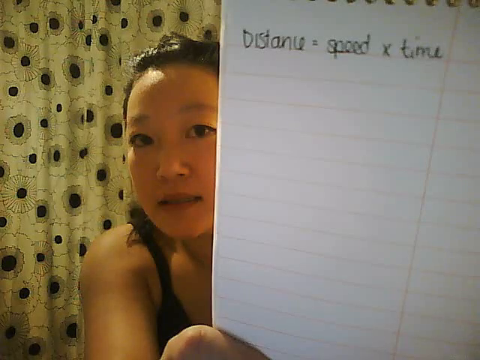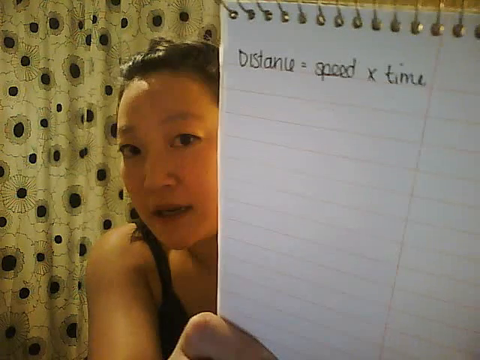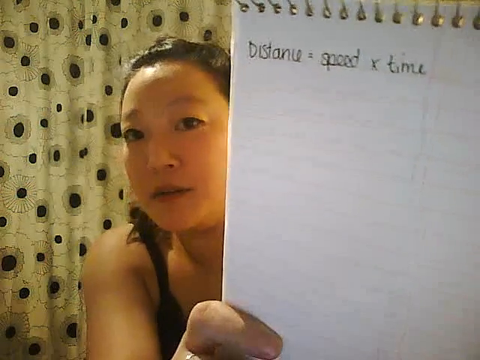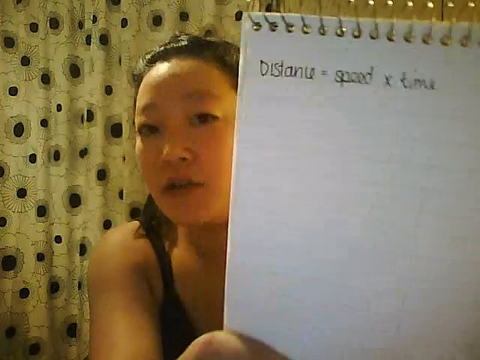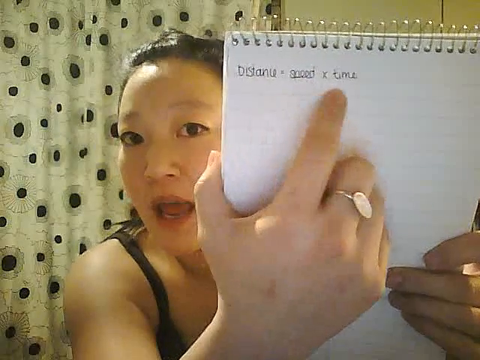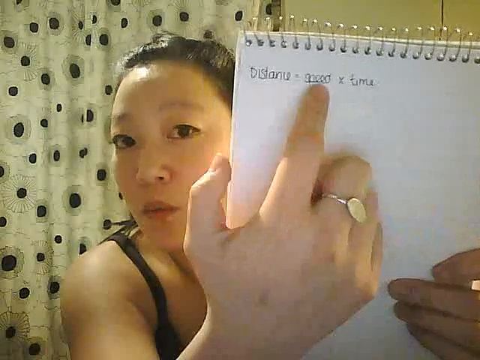Distance equals speed times time, right? So if you're going 25 miles per hour, which is your speed, for 1 hour, you would have gone 25 miles, right?